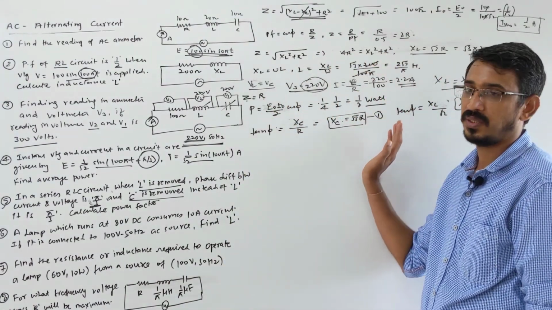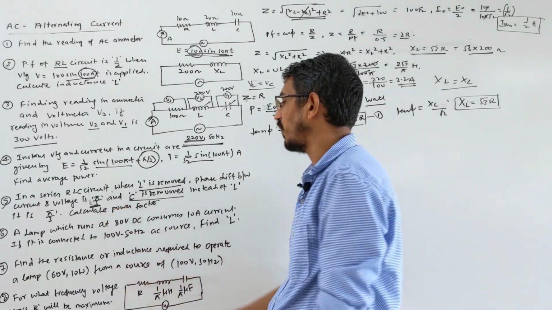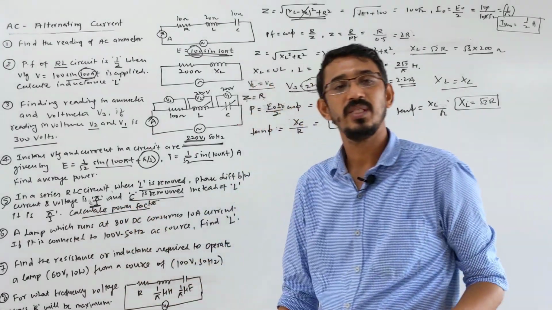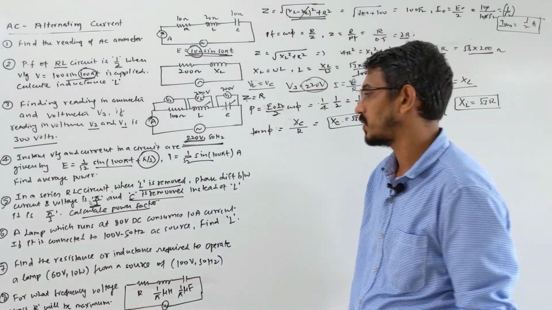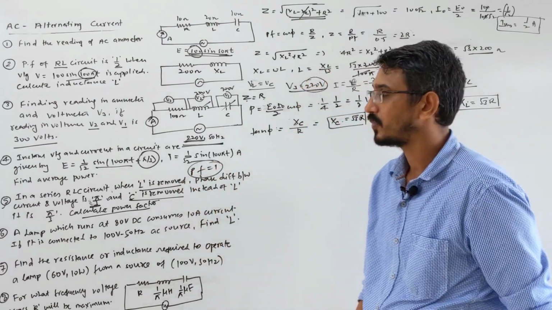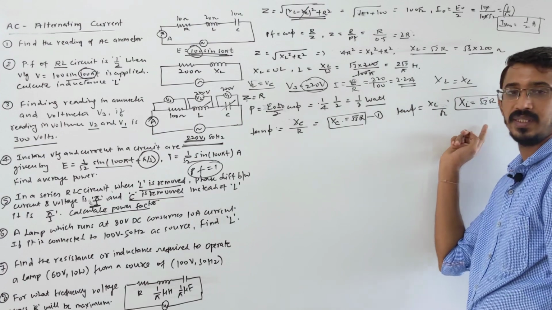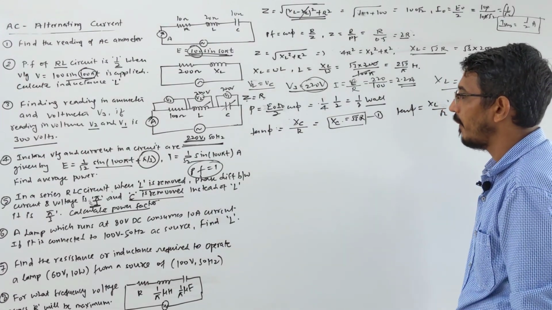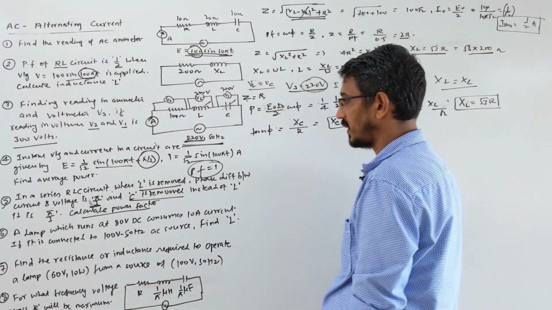So they are asking what is the power factor. At resonance, what is the power factor? 1. So what is the answer of this question? PF is equal to 1 because of the resonance condition here, XL is equal to XC. Okay, moving to question number 6.